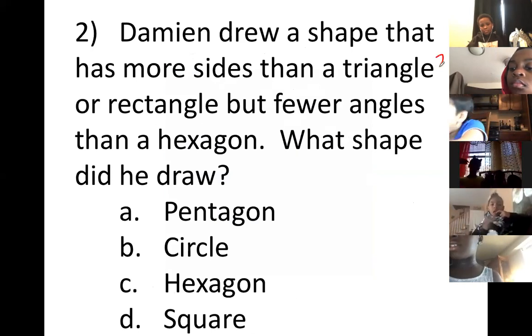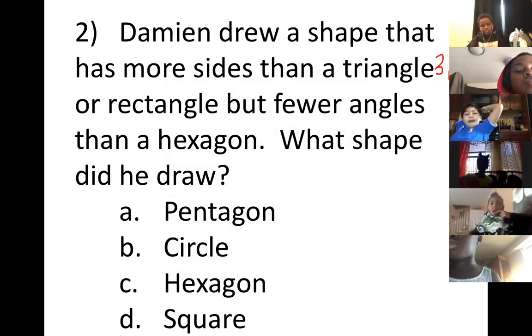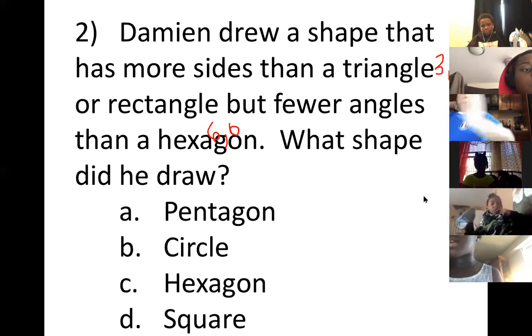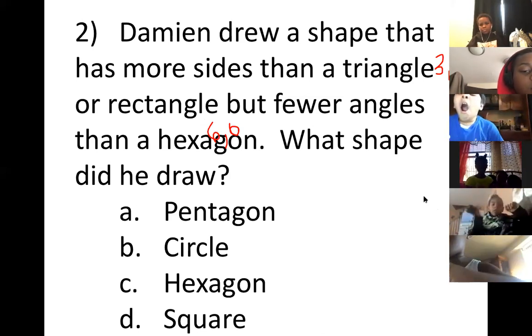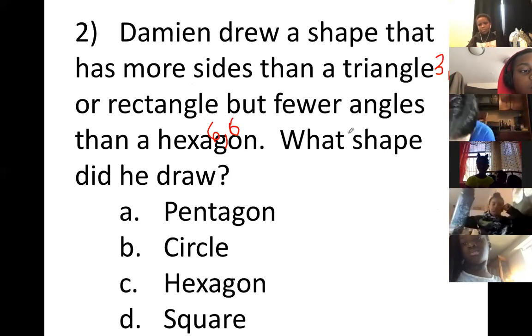All right, Michelle, how many sides and angles does a triangle have? 3 sides and 3 angles. What about a hexagon, Michelle? 6 sides and 6 angles. Great job, Michelle. So, Andre, if he drew a shape that has more sides than 3 but less than 6, how many sides would the shape have? 5.